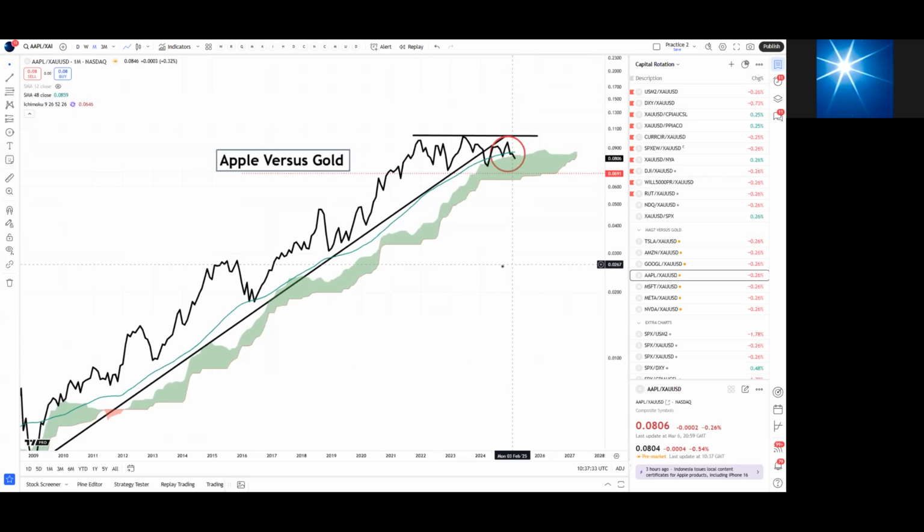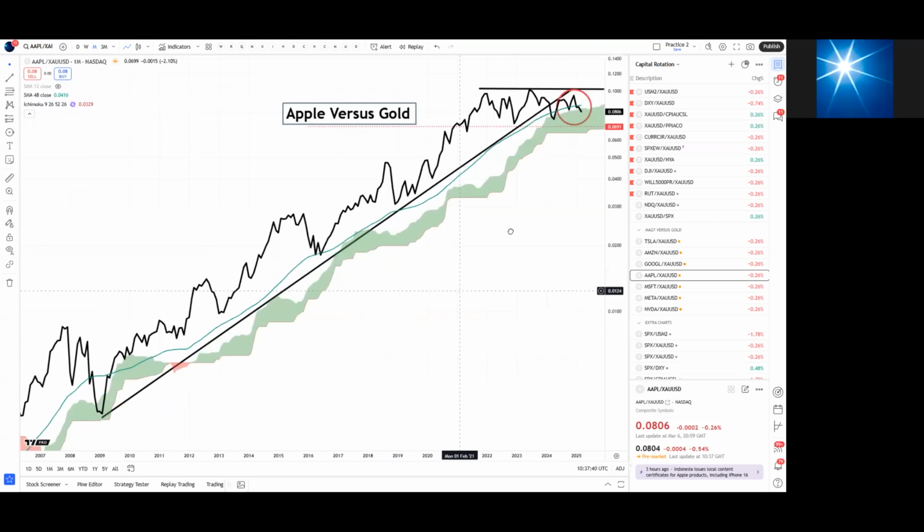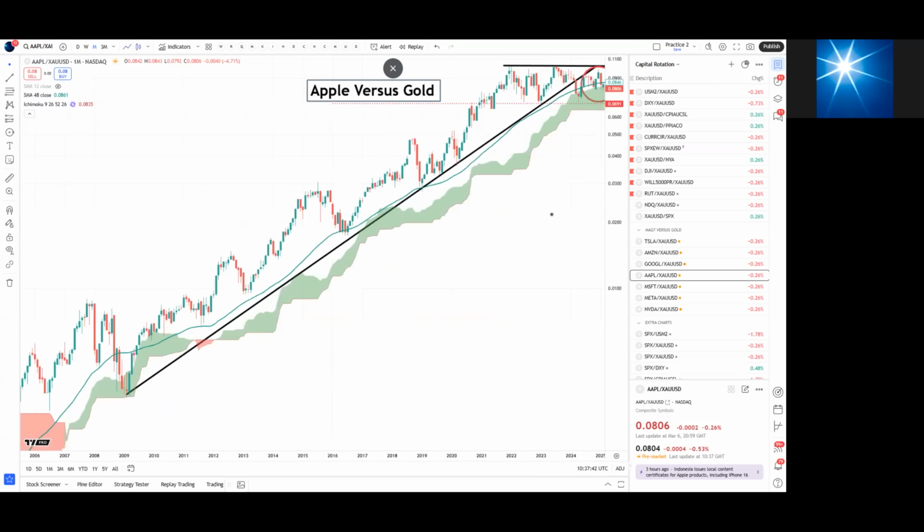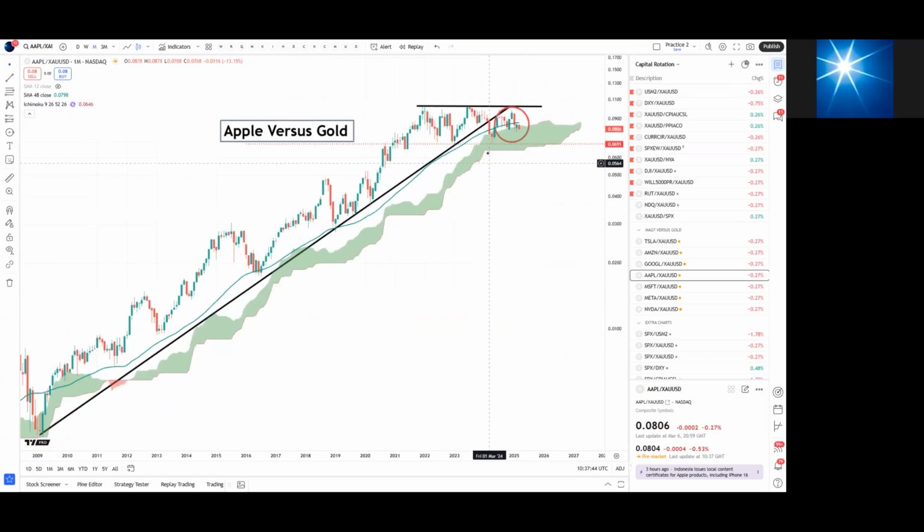Apple versus gold appears to have stalled out, breaking down below the key rising support line there. If I just pop it on the candle chart, you can see that support line broken down, back tested. We're not making higher highs here. Looks very prone to a breakdown to me. Looks like again like a topping structure.